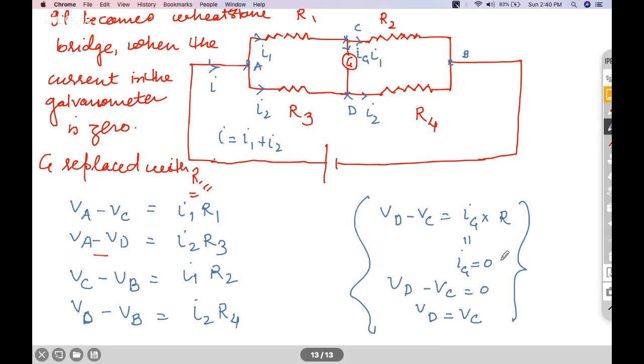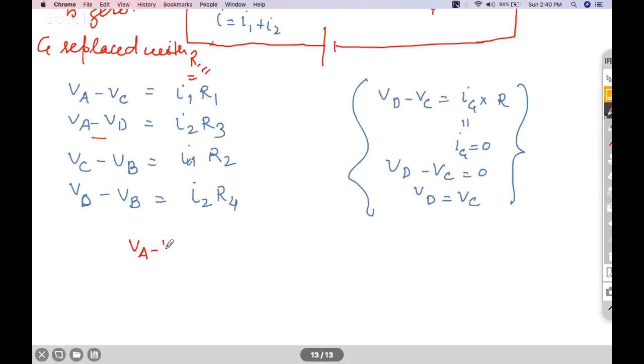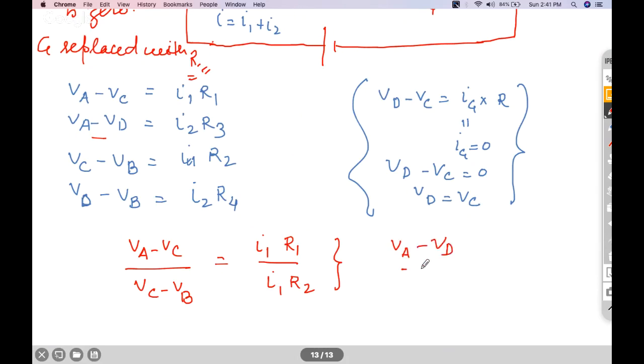So what I write is, look at here, I want to cancel out current. So I1 I will cancel out by dividing it. Va minus Vc divided by Vc minus Vb is I1 by R1 divided by I1 by R2, and Va minus Vd divided by Vd minus Vb is equal to I2 by R3 divided by I2 by R4.